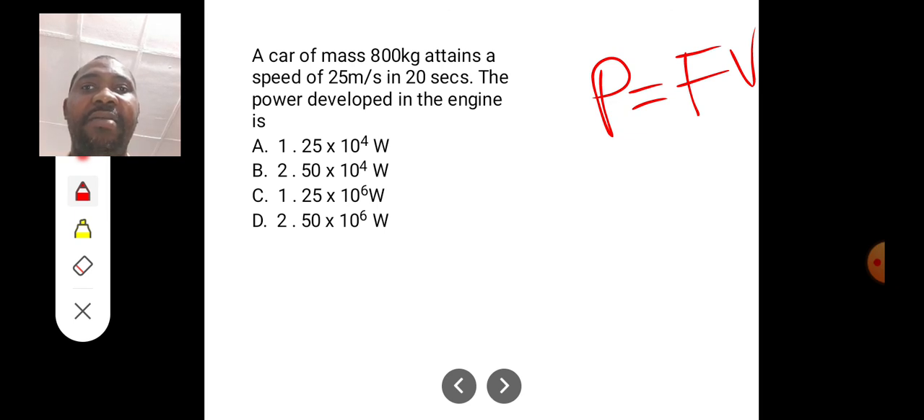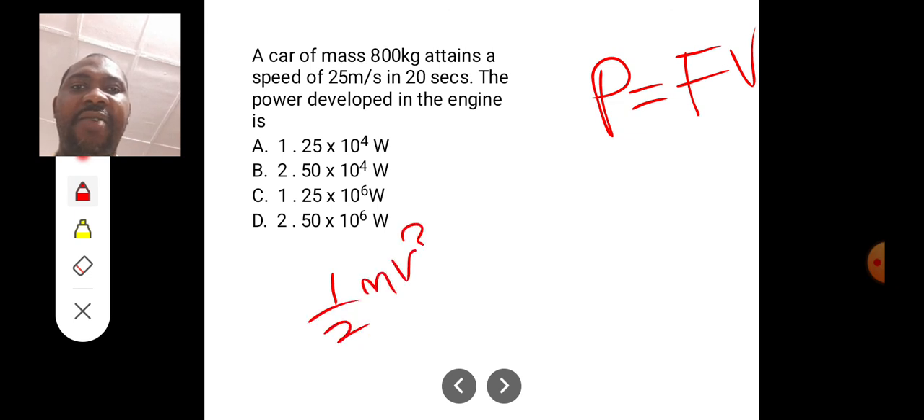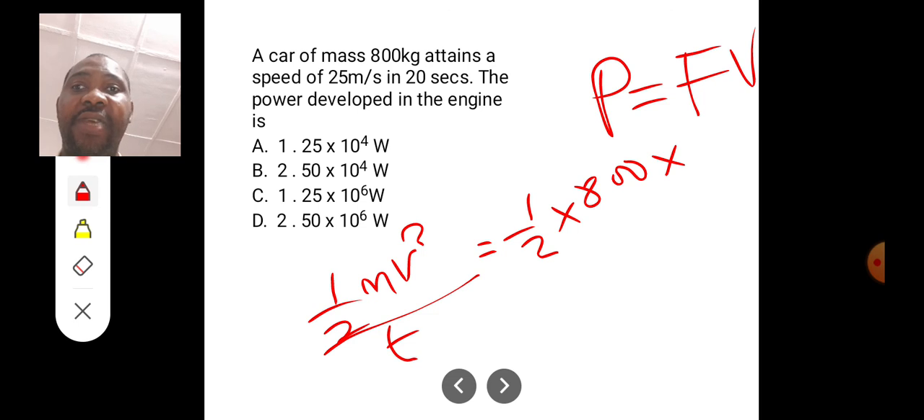Or I can say power is also energy over time. Any one I use is good because I can see that since it has a velocity, we can find the kinetic energy, which is half mv squared, then all over time. So that means I can say half times your m, which is 800, times your speed v, which is 25, so we have 25 squared, now divided by the time, which is 20 seconds. Remember that work is also energy.